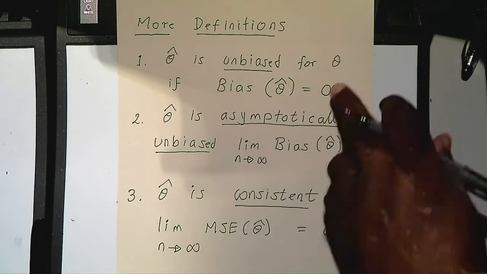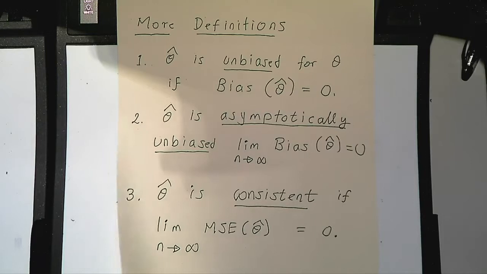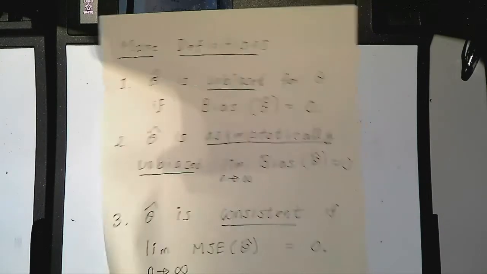So all these three properties are good properties of an estimator. Unbiased is a good property of an estimator. Asymptotically unbiased is also a good property. Consistency is also a good property.